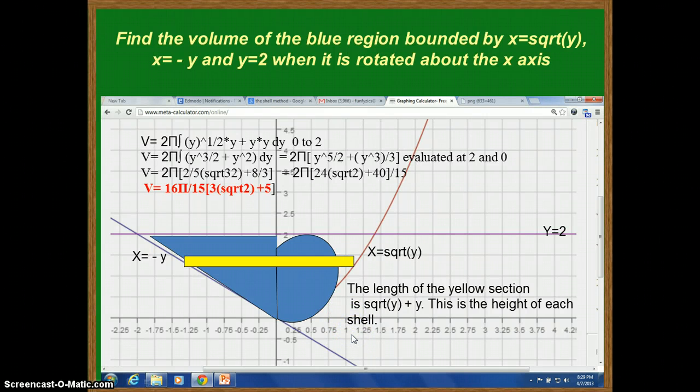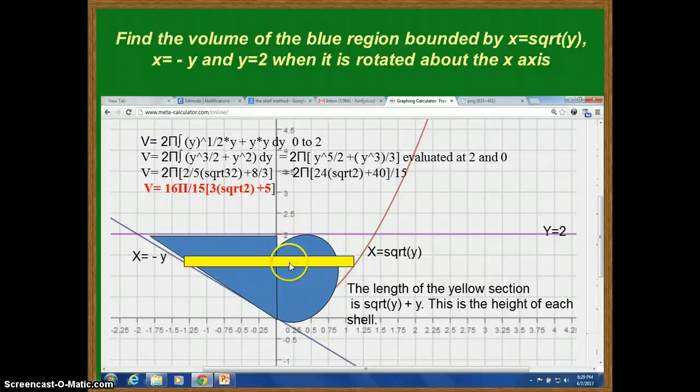Okay, our limits of integration. How many of these shells are we going to have? We're going to have these shells from here, the origin, up to the line 2. So it would be C to 2. C equals 0, D equals 2.